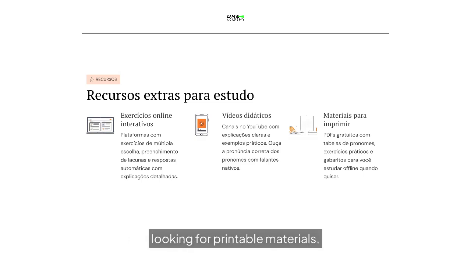Additionally, I recommend looking for printable materials. Free PDFs are often available that include tables of personal pronouns, practical exercises, and answer keys. These can be incredibly useful for studying offline whenever you find a bit of spare time, like during your commute or while waiting in line. It's interesting to see how different formats can cater to different learning styles.